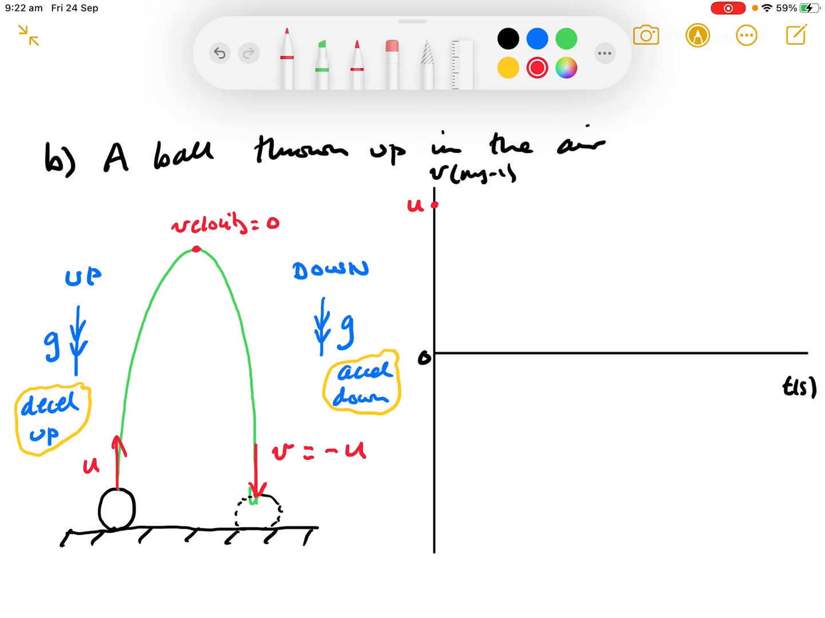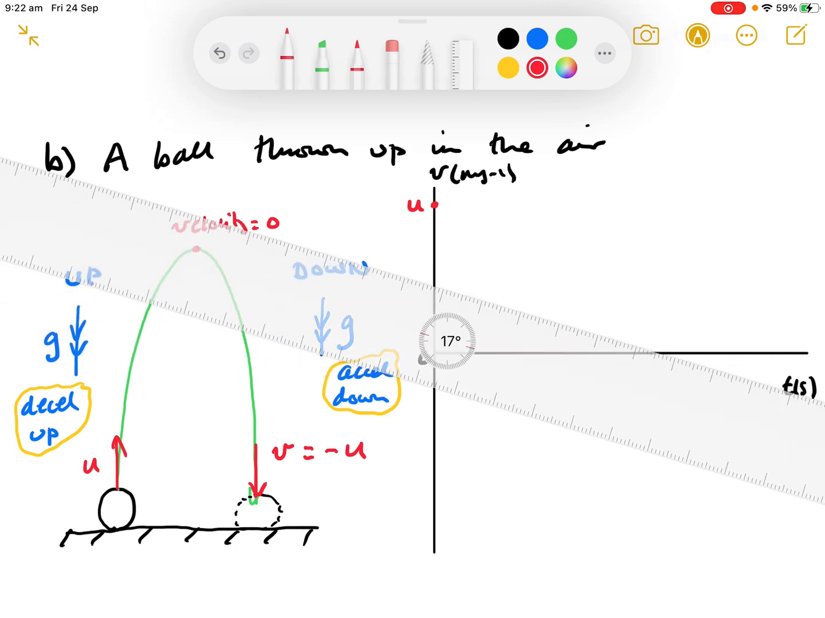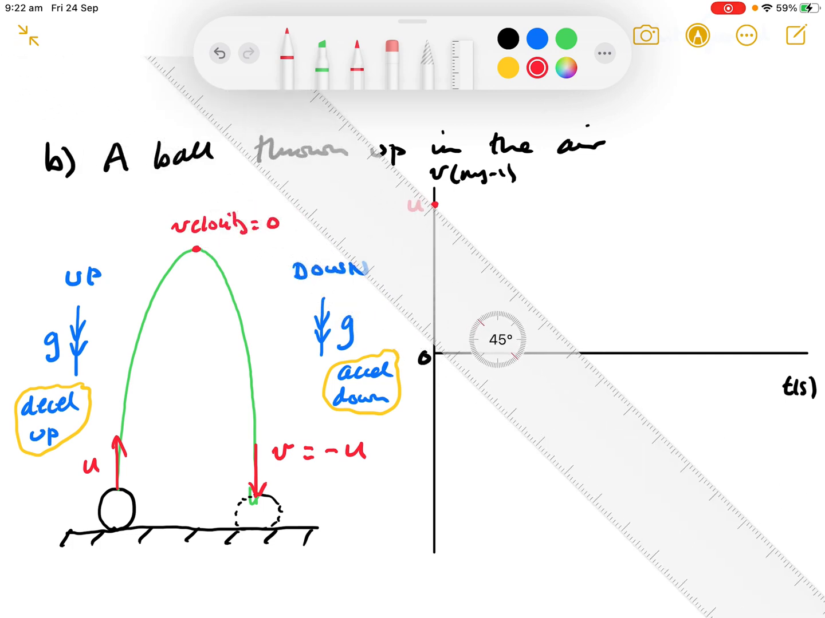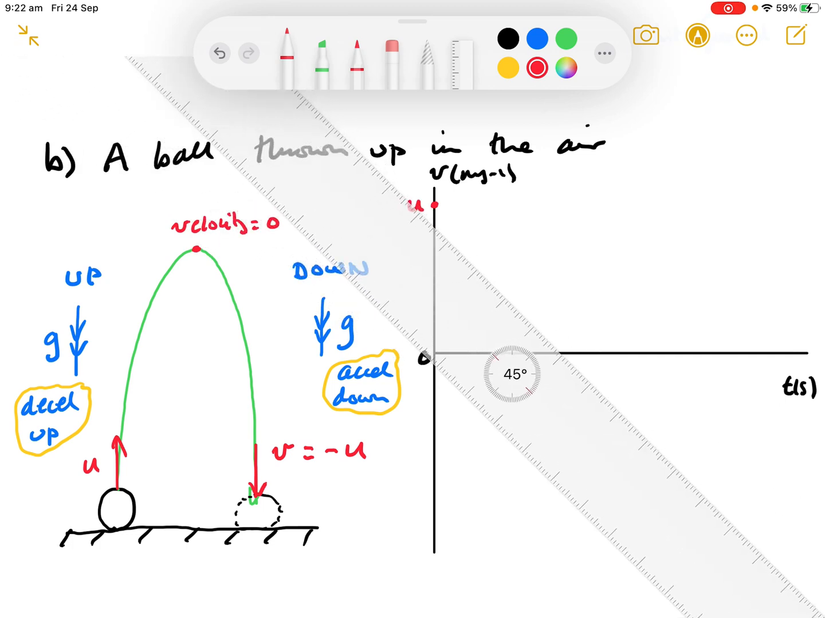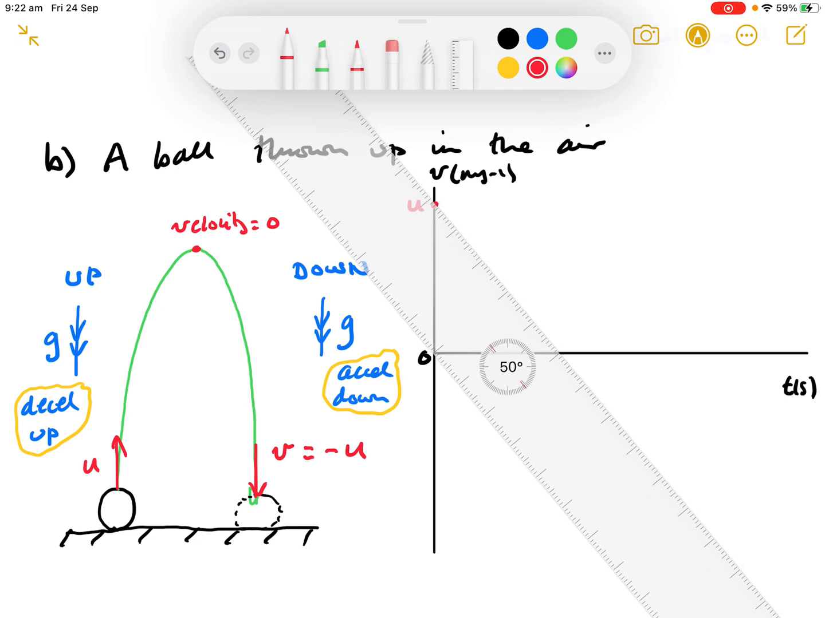If you look at our situation diagram, it then moves upwards, and as it does so, it decelerates, it slows down until it reaches the highest point. So its velocity at all times on the way up is positive, so it's always above the x-axis, but it's getting smaller in magnitude. So it's a uniform deceleration, in other words. So we're going to get something like this happening.